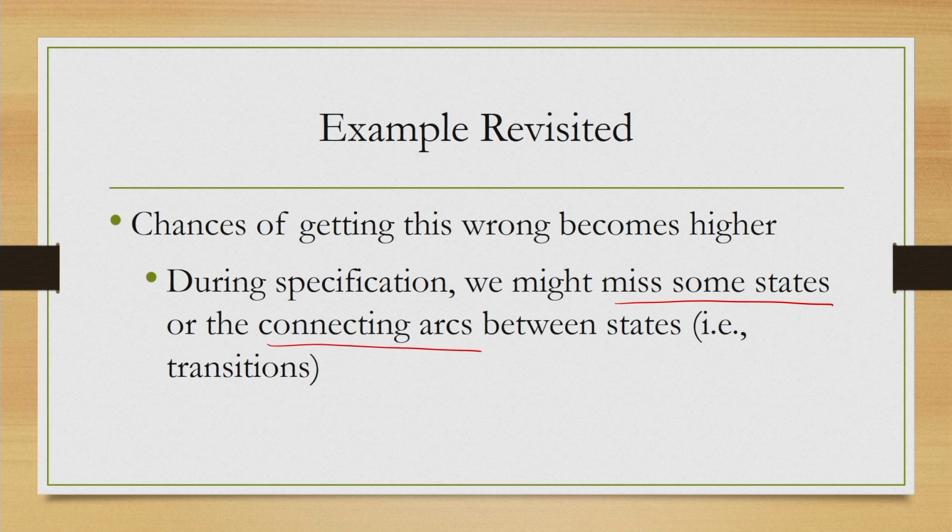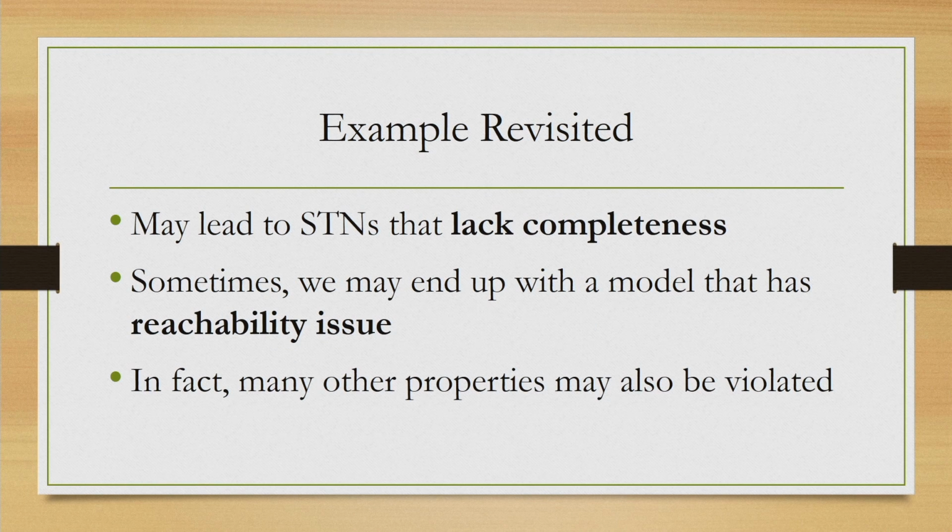Now, what is the consequence of such mistakes? There can be many consequences. By making those mistakes, we can violate various desirable system properties which otherwise would have been there. For example, we can develop an STN which may lack completeness, or sometimes we may end up with a model that has a reachability issue. Other properties may also get violated.